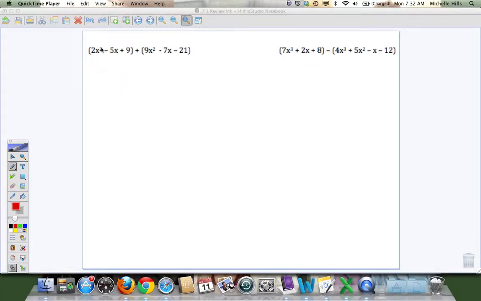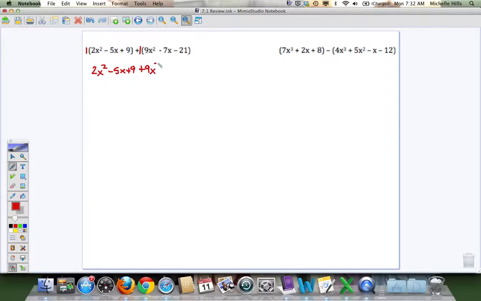Now, again, positive 1 in front of the first set of parentheses, and in this case, positive 1 in front of the second set of parentheses, which means none of my signs will change. All I need to do is to rewrite these outside of the parentheses, and yes, this is required work. Any x squared terms I have, any x terms I have, and then my constant terms. 2x squared plus 9x squared is 11x squared. Negative 5x minus 7x is negative 12x, so I write it as minus 12x. And a positive 9 minus 21 is going to make this a minus 12.